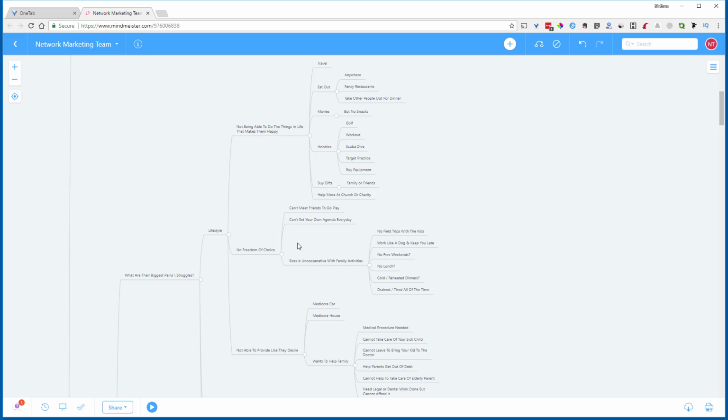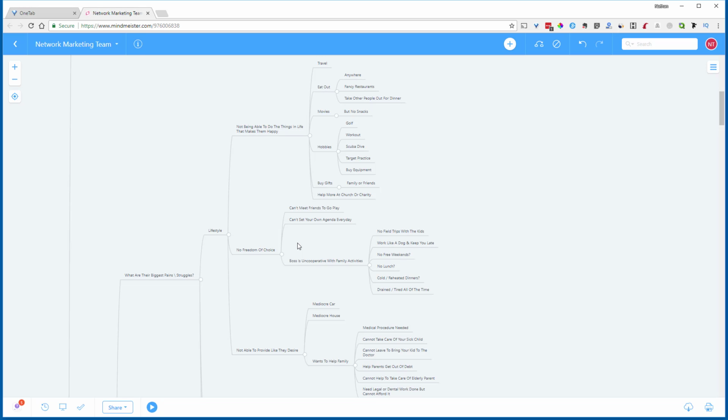So the last part was not being able to provide like they want or like they desire. So maybe they don't have the car that they want, the house that they want, or they want to help their family because grandpa, grandma, mom or dad, they have medical bills or they have surgeries coming up and they want to help with it, but they just don't have the means to do so. So it's a pain, it's a struggle. They're trying to figure out, how can I make this happen?